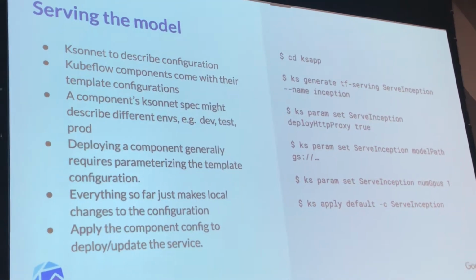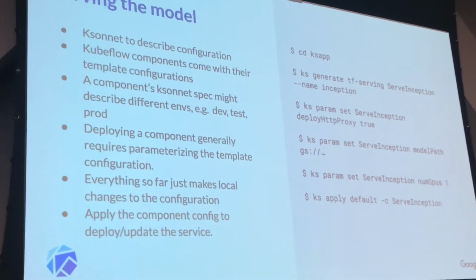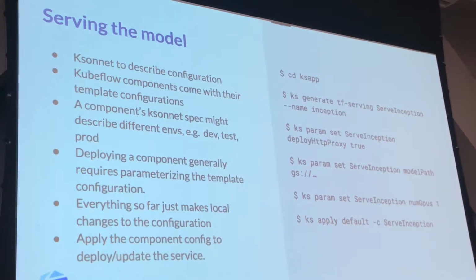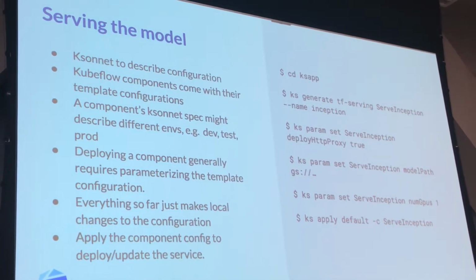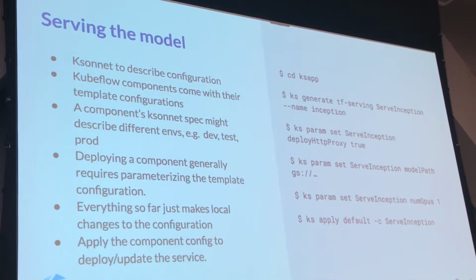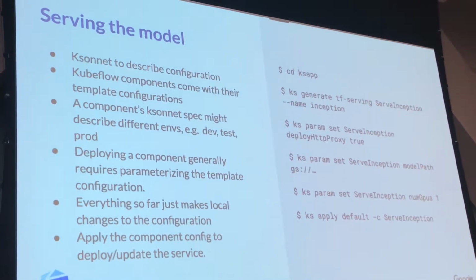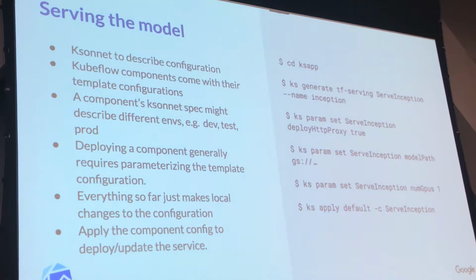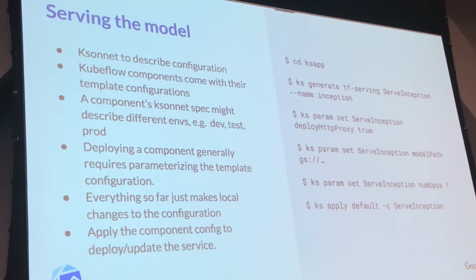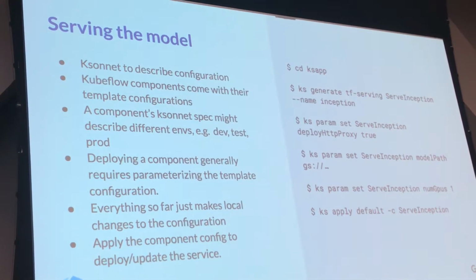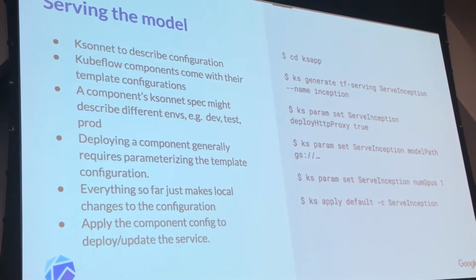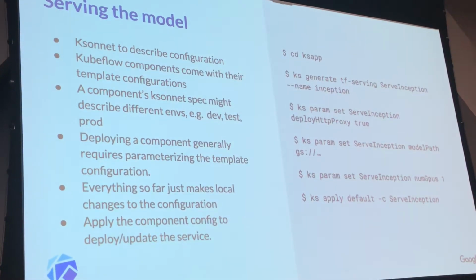From there, you should be able to create services by generating new service components using the template, and then configure the parameters as I'm doing here. We generated a serve inception component, which is a brand new component from the TF serving template. And then we're setting a few parameters here, such as whether we want an HTTP proxy, whether we want to use GPUs, where the model is going to be stored, and where to load the model from. There are a bunch of other parameters that I'm not using, but you're free to explore and figure out what you want to configure. And then the last step, just like last time, once your configuration is ready, you say ks apply, and it will deploy this component on the cluster and bring up your model.